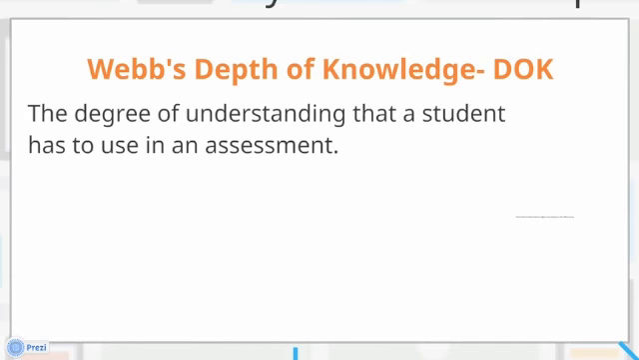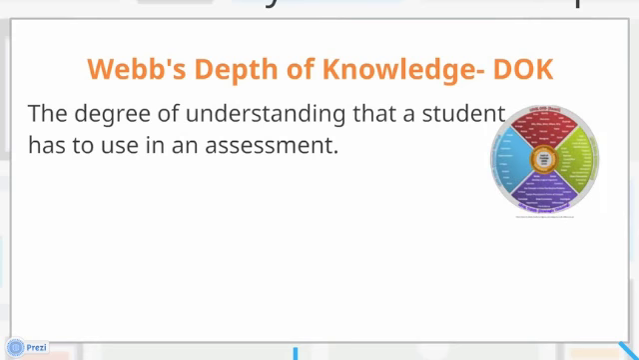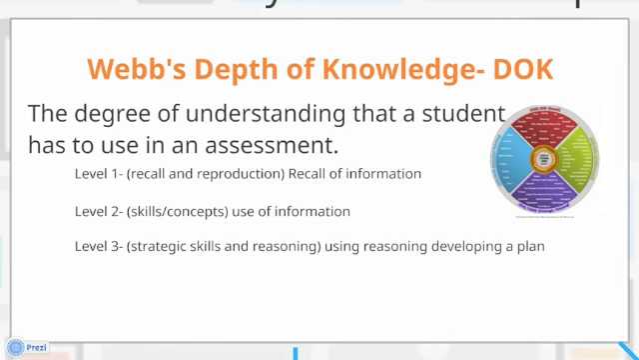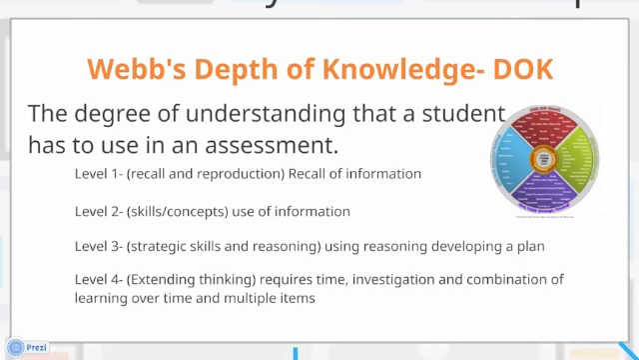So what the heck is Webb's depth of knowledge? If you're like me, this is something maybe new on the scene for you. Let's delve into what it means. Basically, it's the degree of understanding that a student uses on an assessment. So there are different leveled tasks. A level 1 task is basic recall of information. Level 2 is the use of the information, skills and concepts. Level 3 is going to take it a little bit farther into reasoning, so developing plans and using strategic skills. And then a level 4 is more extended thinking and requires a lot of time. You're going to use some investigation skills and a combination of different learning standards or skills and multiple items over time.